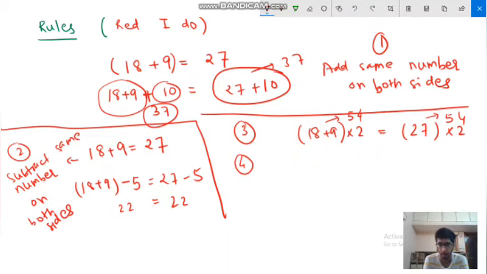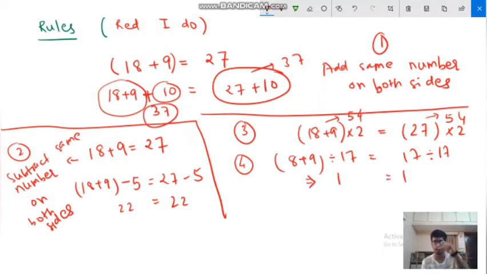I will take a small number, okay, 8 plus 9, which is 17. If I divide 17 here, also it was 17. If I divide both the sides by 17, I will get answer as 1, which means on division also, if we divide both the sides by same number, my equation remains the same.